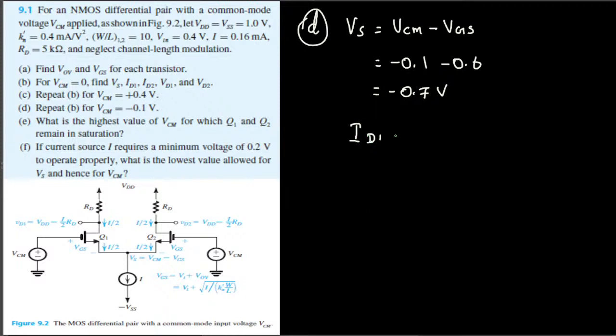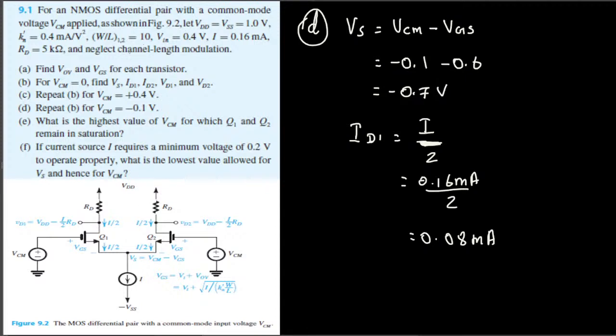ID1 is basically whatever the current flowing through the drain, and the drain current is mentioned right here, that is I divided by 2. The I value is already provided, that is 0.16, so we can just put that in, I divided by 2. And then I is 0.16 milliampere divided by 2, that is 0.08 milliampere. ID1 is this, and ID2 is equal.